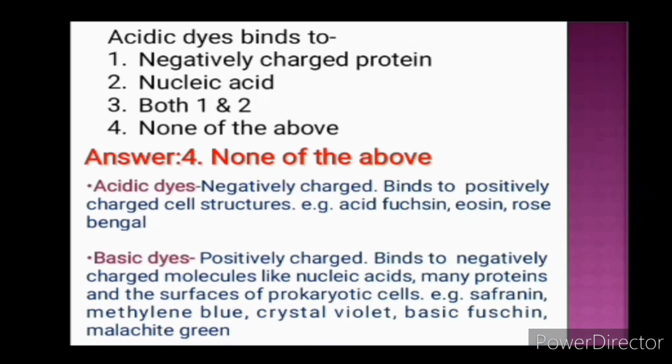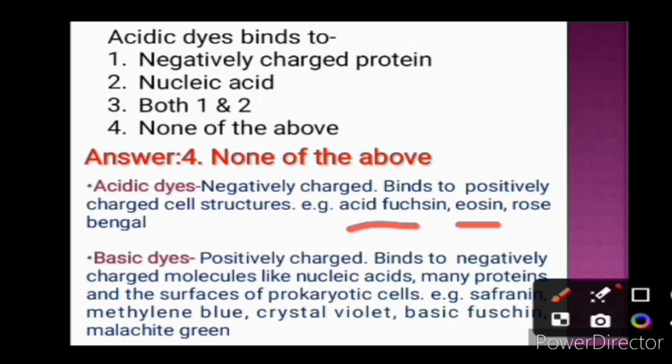Now these acidic dyes are negatively charged. That's why they are unable to bind to the negatively charged protein or nucleic acids. They only bind to the positively charged cell structure. Examples of acidic dyes are acid fuchsin, eosin, rose bengal.